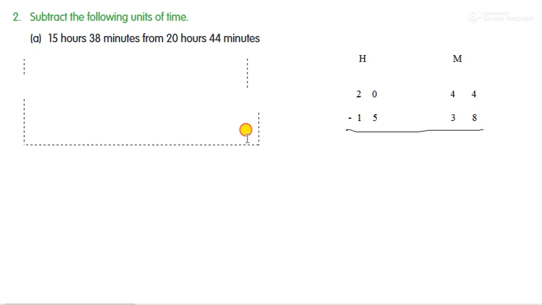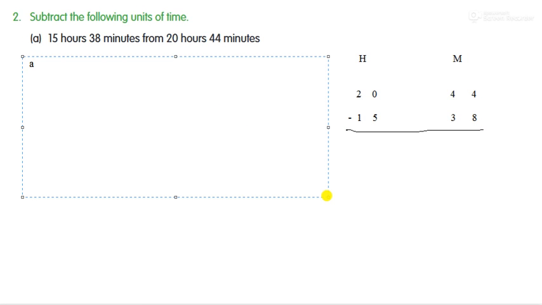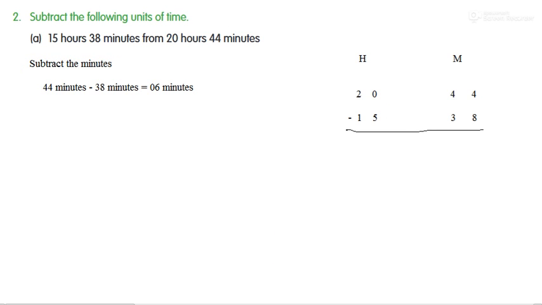So here in the solution, step 1 is to subtract the minutes. Here the minutes are 44 minutes and 38 minutes. 44 minutes minus 38 minutes. Here 44 minus 38 is 6 minutes. So write the 6 minutes in the minutes column.